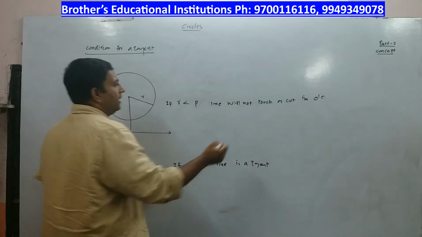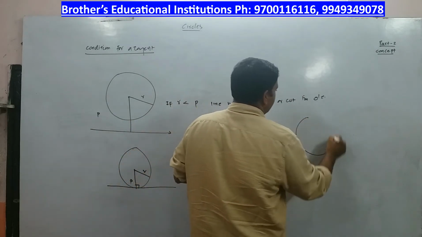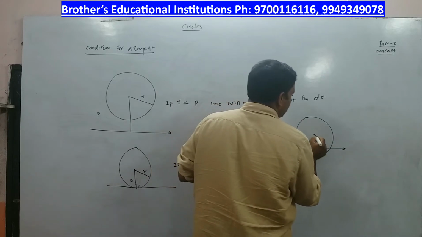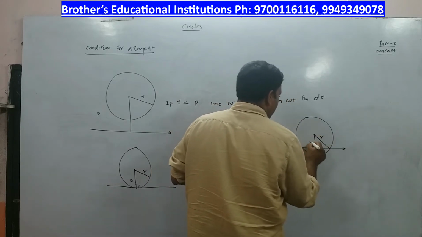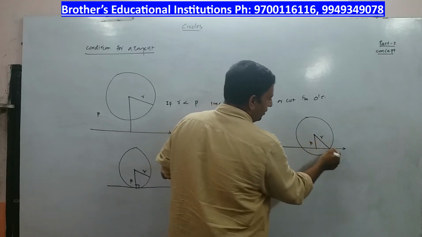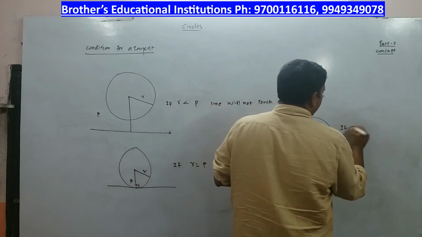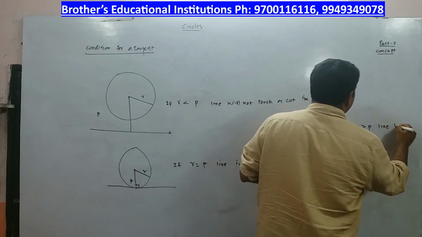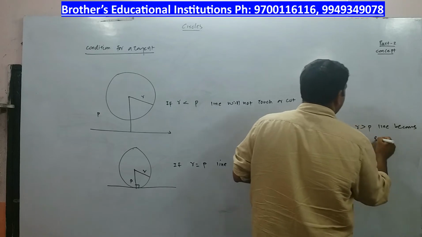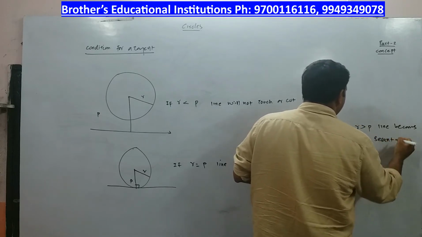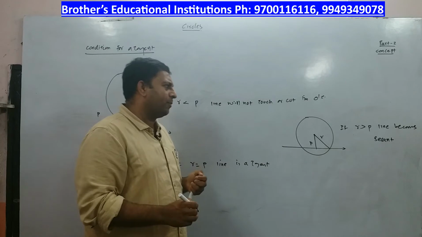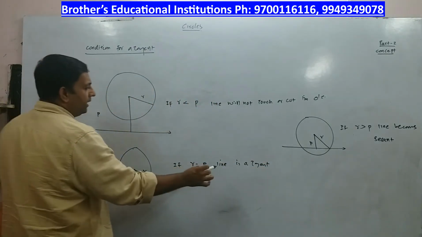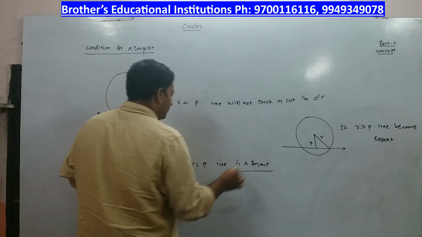Alright. And in the next scenario, if this is a circle and the line cuts like this, so what is happening here? This is the radius and this is the perpendicular distance. You can say radius is more, it's the hypotenuse, no? It is more. So if radius is more than the perpendicular distance, then you will say line becomes secant, right? Line becomes secant. So if radius is greater than the perpendicular distance, line becomes secant, and if radius is equal to perpendicular distance, line is called as tangent.